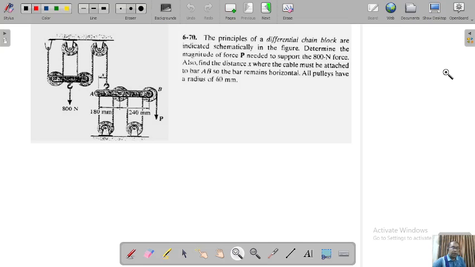Bismillahirrahmanirrahim. Let's start with some problems related to frames and machines.